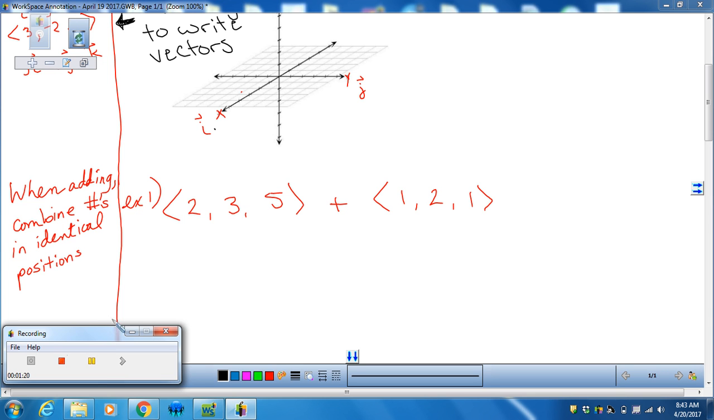So let's start out adding two vectors in that first format that we learned to write it. When we're adding, we combine the numbers in identical positions. So the first number in the first vector, we are going to combine with the first number in the second vector, and so on. So starting out, 2 plus 1 is going to give us 3. Then 3 plus 2 gives us 5. And then 5 plus 1 gives us 6. We've added those identical positioned numbers together, and that is our final solution.